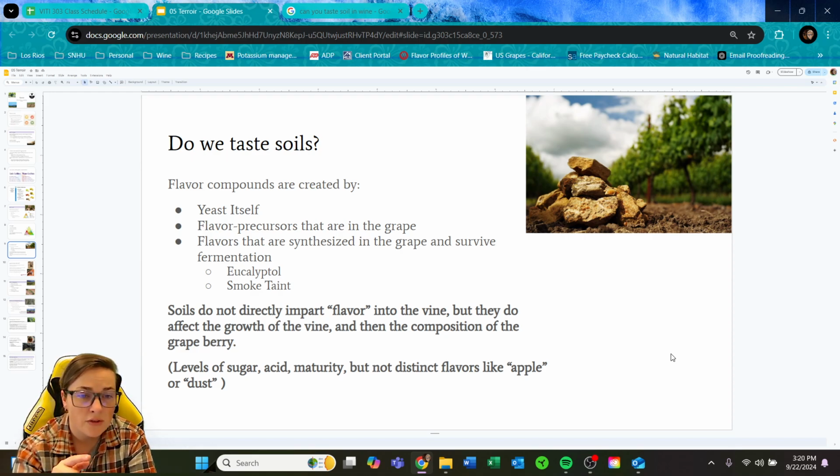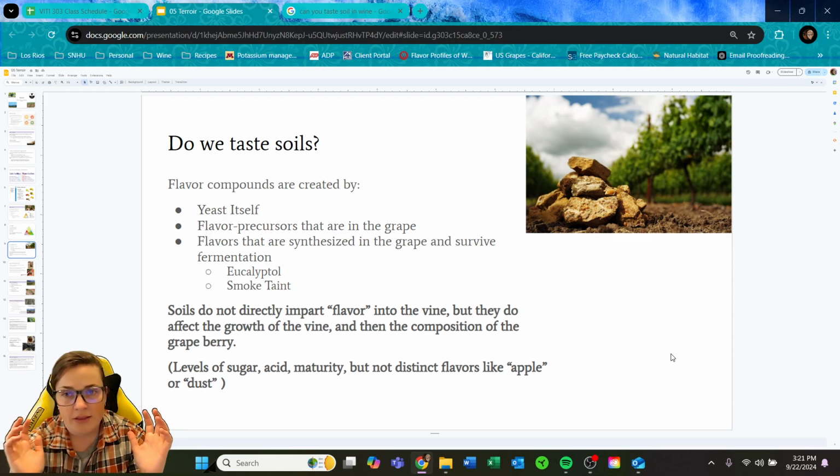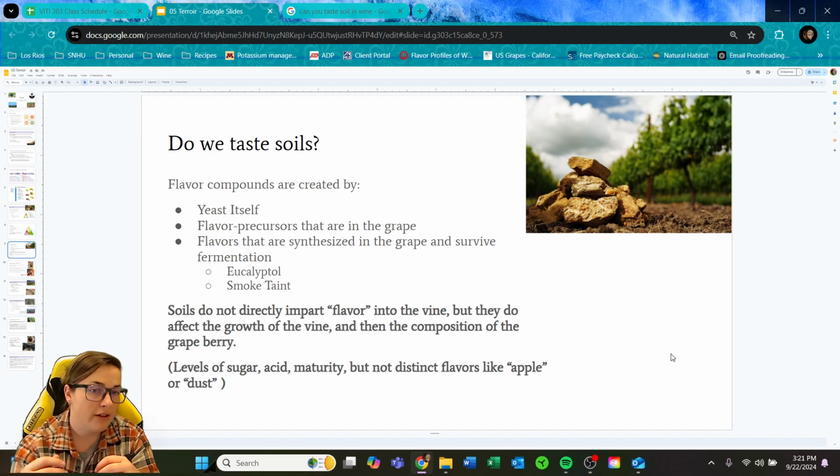So no, soils do not impart flavor directly into the wine, but they do affect the growth of the vine and the composition of the grapeberry as a result of that. So that's a very confusing phrase, I know, but just think of it as the soil affects the ability for the vine to mature and create balance in sugars and acid, right? But the soil itself is, the vine roots only drink up water and nutrients. They don't drink up apple flavors or orange peel.